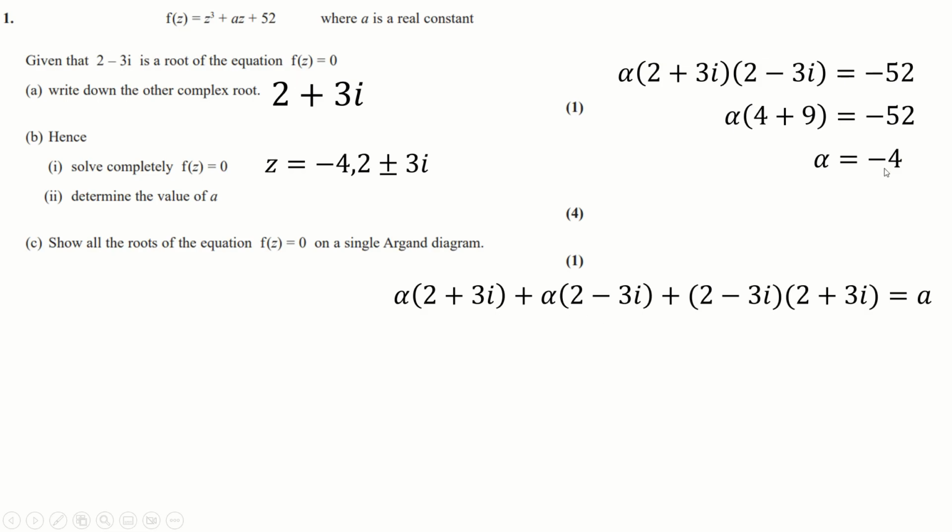You know alpha is minus 4, by the way, which also helps out a great deal. This you've already multiplied to make 13, so you have minus 4 times 2 plus minus 4 times 2, and then you put those together, you get a as minus 3. I think that's the quickest way of doing it. Show the roots in an Argand diagram, bam, that's that.